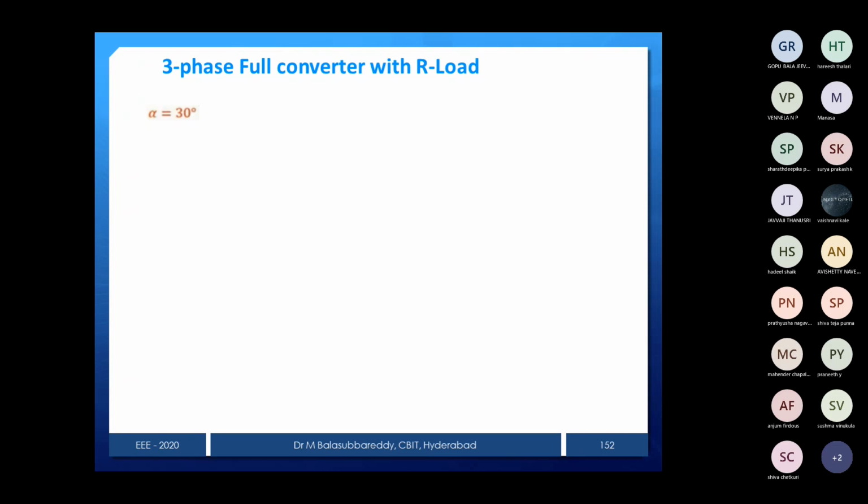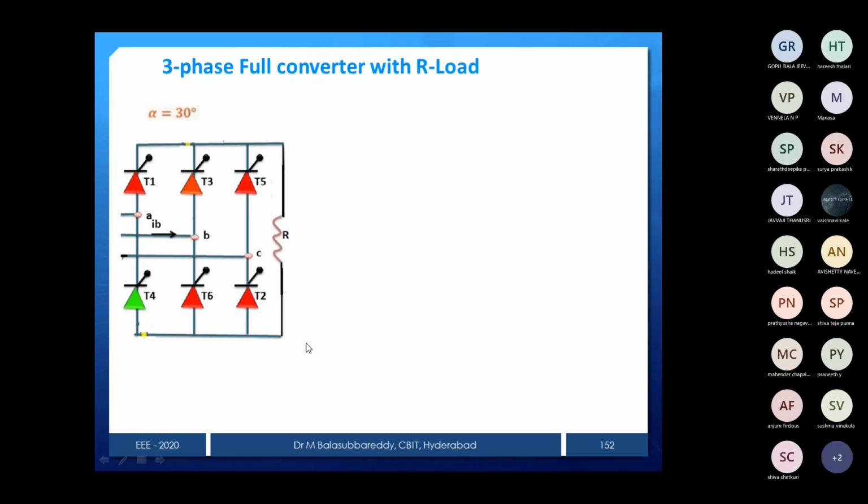But now, if you use RL load, wherever discontinuity occurs, the previous conduction only takes place, because the energy stored in the inductor is going to be dissipated in the same thyristors. That's why we'll get it as negative. That is the only difference between R and RL loads. Up to continuous mode, RL and R are both the same, and for discontinuous mode of operation, it becomes negative. So now we can see alpha is 30 degrees, with the circuit diagram as usual.